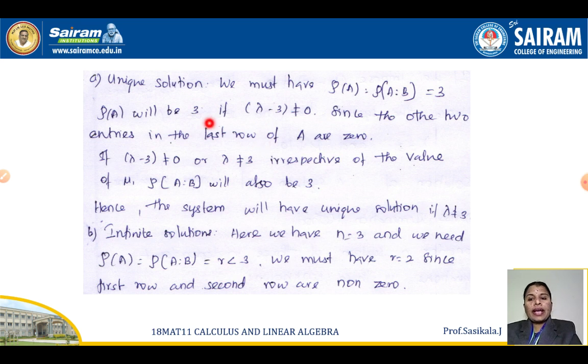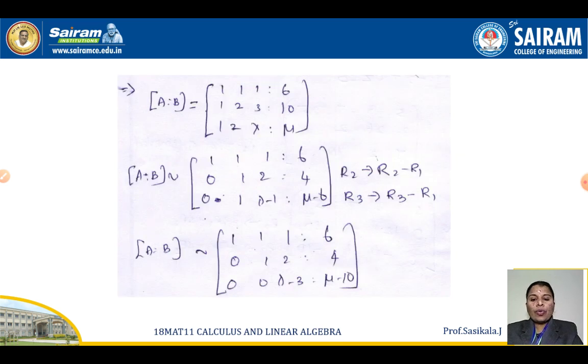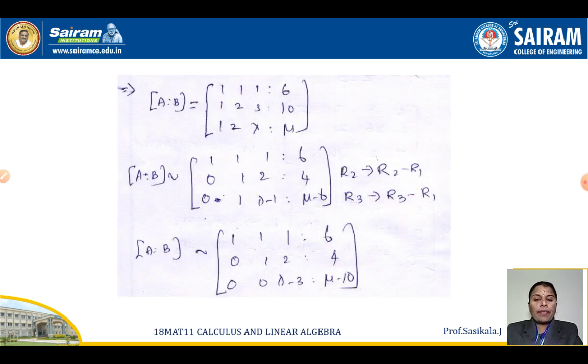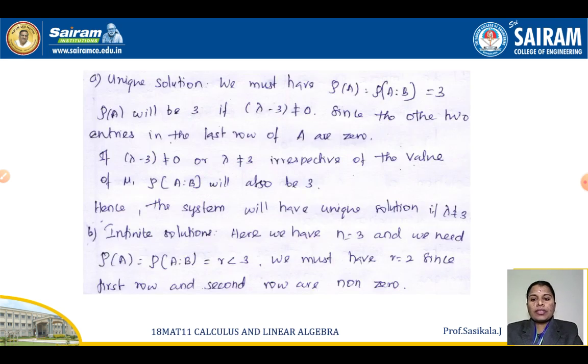If rank of A is 3, lambda minus 3 is not equal to 0, since the other two entries in the last row of A are 0 because you already have these two zeros, so this should not be equal to 0. And if lambda minus 3 is not equal to 0, then lambda is not equal to 3. Irrespective of the value of mu, the rank of AB will also be 3. So we can tell the system will have a unique solution if lambda is not equal to 3.